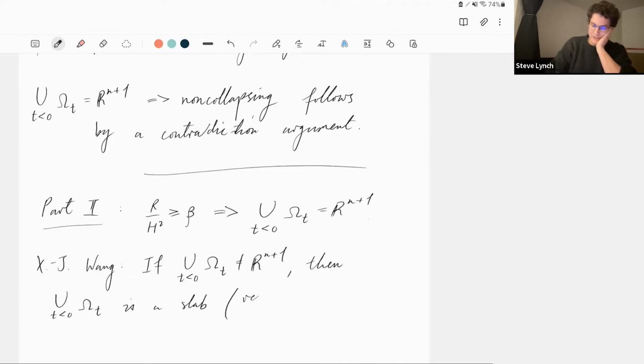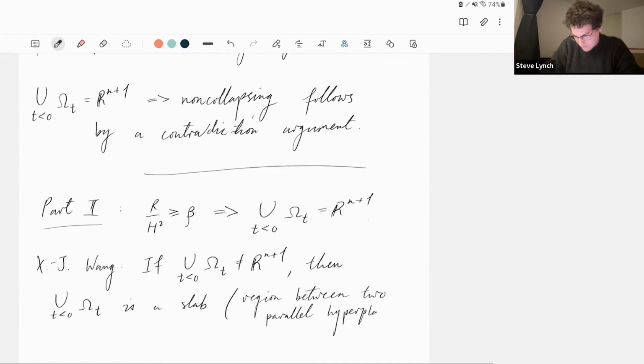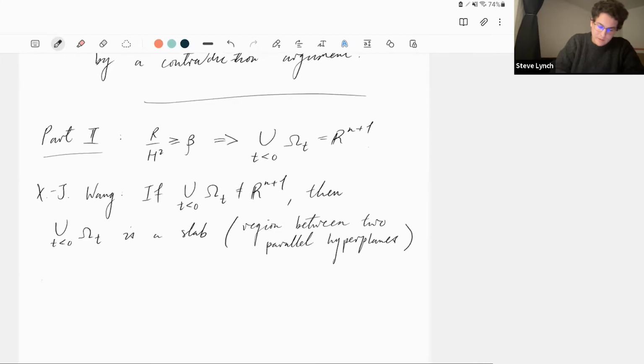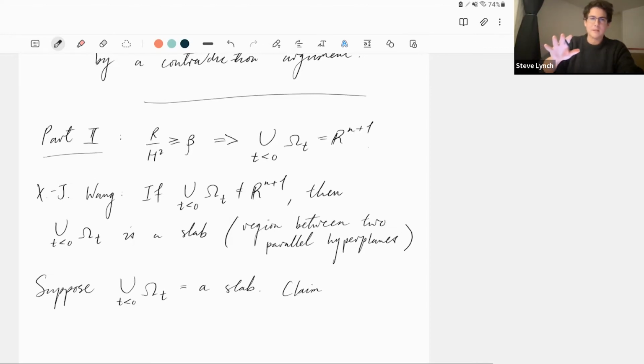Okay, so by a slab, I mean the region between two parallel hyperplanes. And so the quintessential example of such a solution is, of course, the Grim Reaper, which we saw in the beginning lies in this strip of width pi. So now we're going to suppose we have a convex ancient solution which sweeps out a slab. And we're going to argue that there has to be a sequence of points along which this ratio, scalar curvature over H squared, is actually going to 0. And this will prove the statement by contraposition.